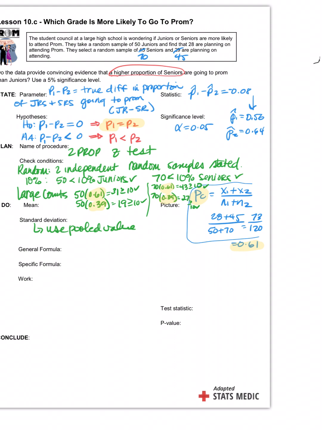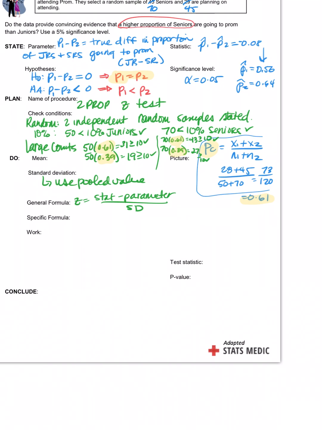So the general formula for z, the very, very general formula, would be what? The statistic minus the parameter over the standard deviation, right? The really, really simple version of that. But the calculator is going to do the work for us.